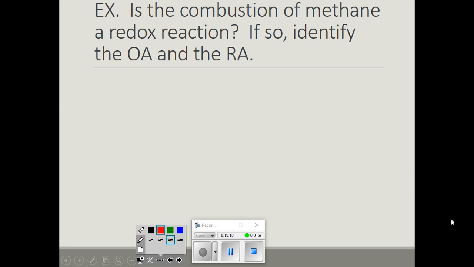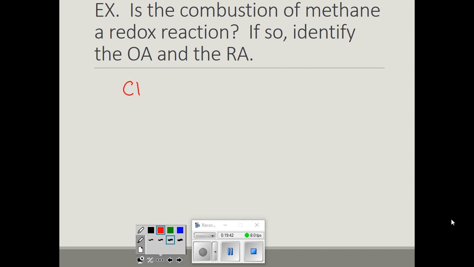So here's my question. Is the combustion of methane a redox reaction? If it is, identify the oxidizing and the reducing agent. So this actually makes us do two things. One, review how to write a combustion reaction, which you absolutely need to know. But two, give some oxidation numbers and identify oxidizing and reducing agents.